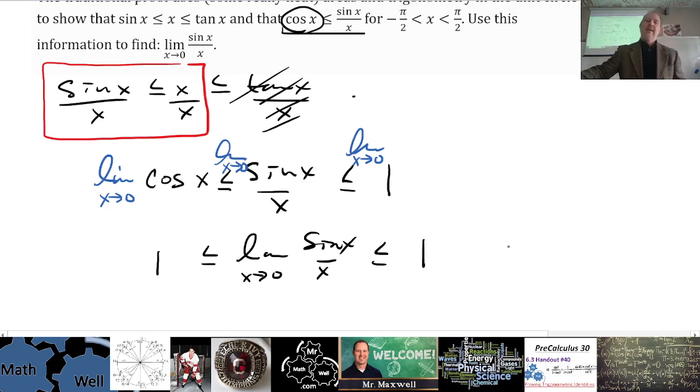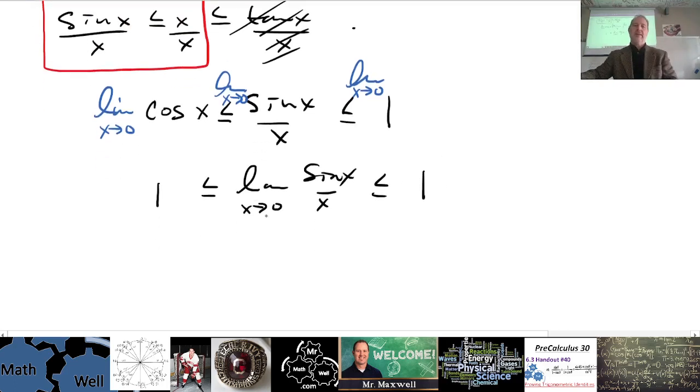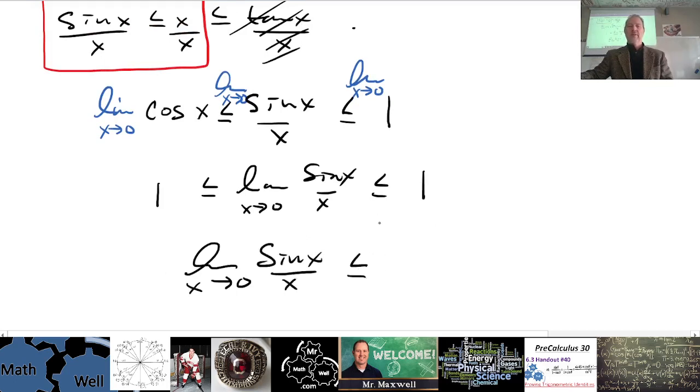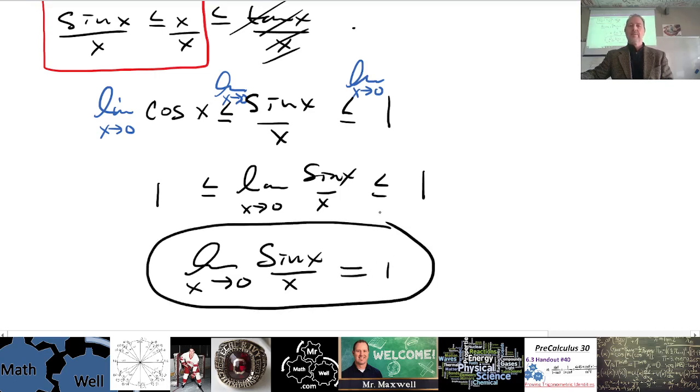So guess what? I have a lower limit and an upper limit that are identical, so the middle limit has to be the same. So there you go. You can prove, or show, using the squeeze theorem and this given information that this limit is equal to 1. And yes, you remembered correctly from before.